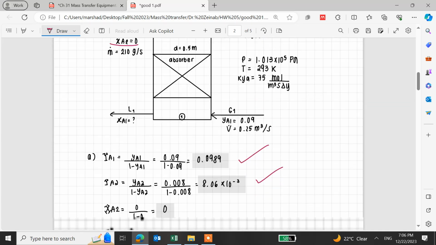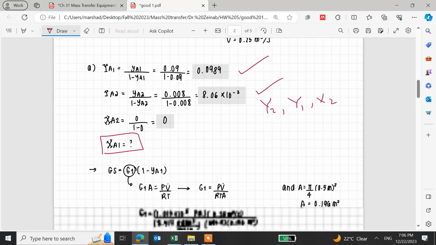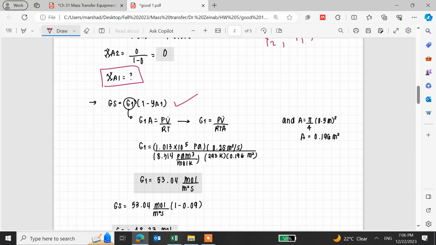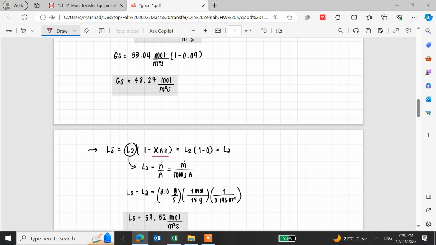So now we need to find Xa1. We know Y2, we know Y1, we know X2, so only one is unknown. In the meantime, you find the GS and LS. So GS is G1 times 1 minus Ya1, right? GS is the molar flow rate of gas based on solute free, so we subtract whatever the ammonia is here. Okay, makes sense. And LS is 1 minus X2, and X2 is 0, so it will be the same.